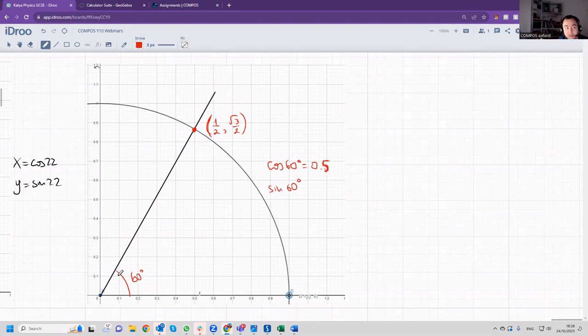It turns out that when you draw a line at 60, it crosses this circle at point 1/2, square root of 3/2. This is what you need. This is the information that I'm giving you. When you draw a ray at 60 degrees, it crosses the circle at this point. And this means that cosine 60 is 0.5. This means that sine 60 is square root of 3/2, which is approximately 0.87.